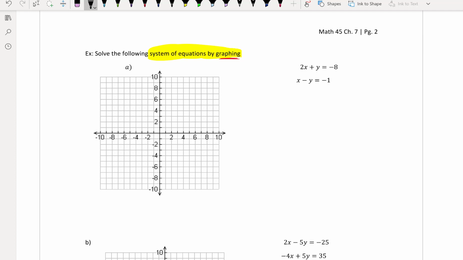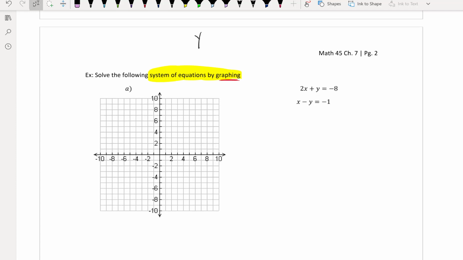And remember, whenever we graph, we put it into that y is equal to mx plus b form, where m is our slope. That would be your rise over your run. And you also have your b value, which would be your y-intercept. And you always start at the y-intercept.